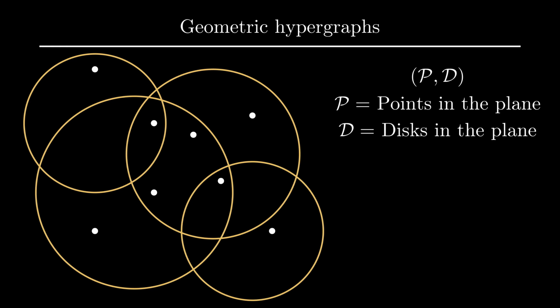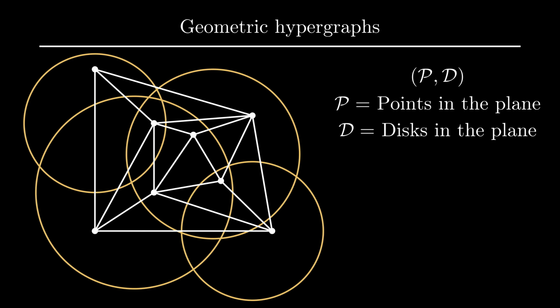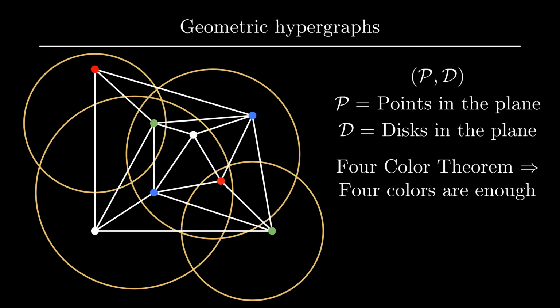Why is that? We can simply take the Delaunay triangulation of the point set, and we can color the Delaunay triangulation with four colors. And a nice property of the Delaunay triangulation is that if a circle contains at least 2 points from the point set, then it will contain an edge of the triangulation. So every disk that contains at least 2 of the points will now have 2 points of different colors inside it. The question is, can we solve the problem with 2 or 3 colors?